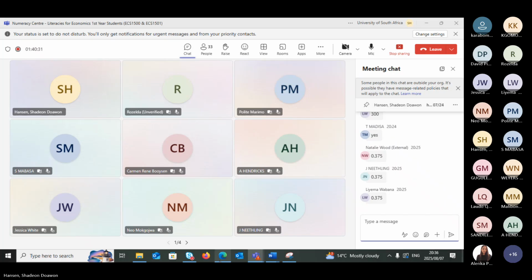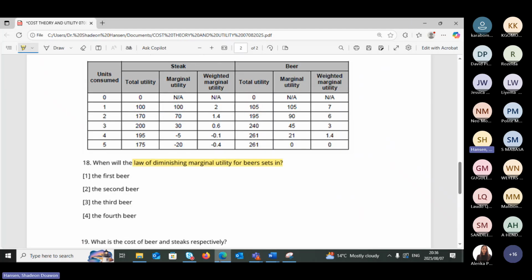It says over here, when will the law of diminishing marginal utility for beer set in? Now let's look at beer, students. These are the units consumed, units 0, 1, 2, 3, 4, 5, for both steak as well as beers. Let's look at beers. Of course, when you consume nothing, you can't get any satisfaction because you ate or drank nothing.